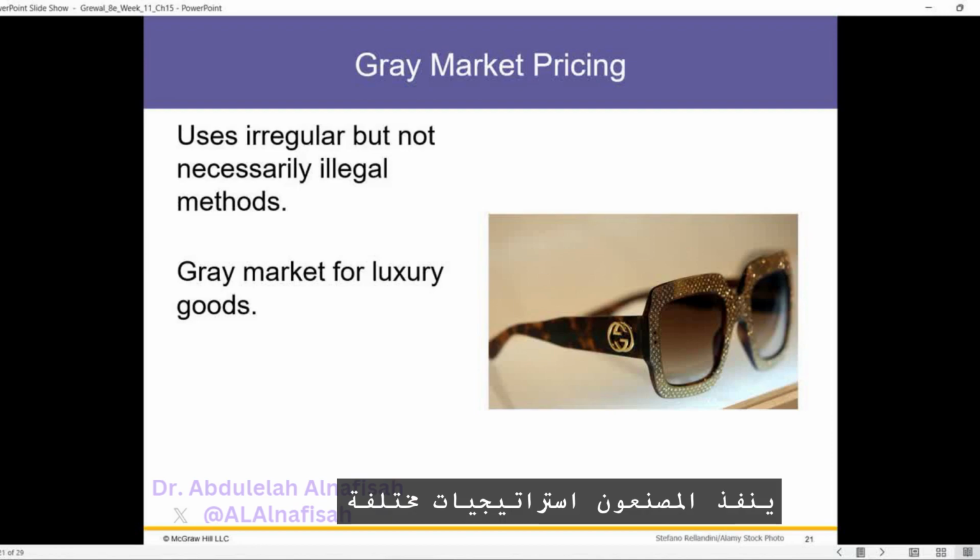Manufacturers implement various strategies to discourage grey market distribution. One method is to include disclaimers informing consumers that warranties are only valid for purchases from authorized dealers, encouraging consumers to buy through authorized channels for warranty support. Another approach is to equalize prices globally to minimize price differentials that incentivize grey market sales.